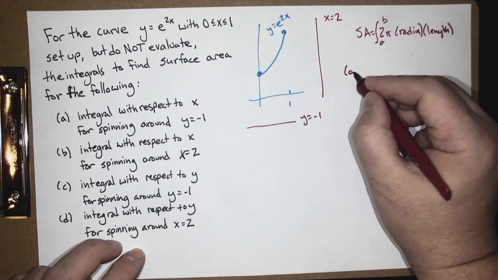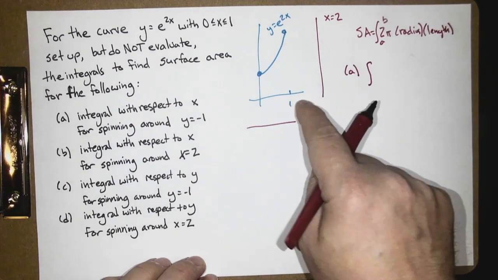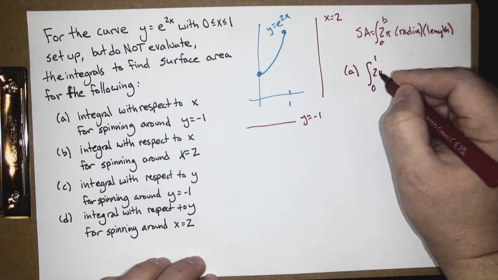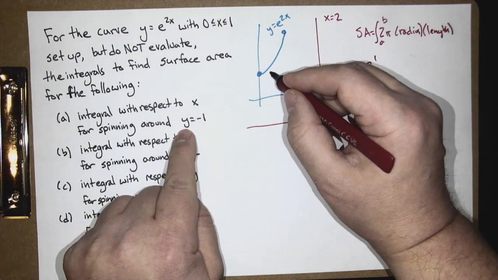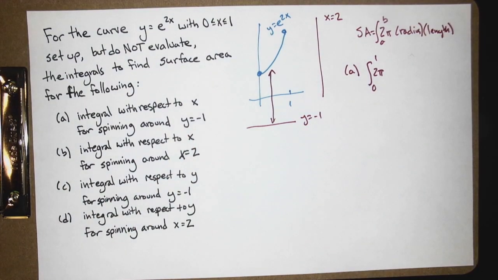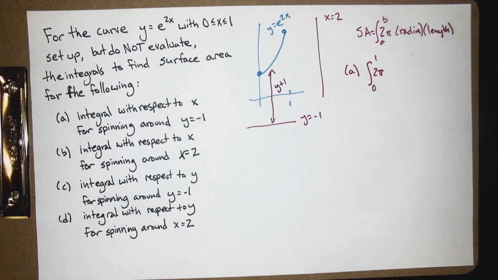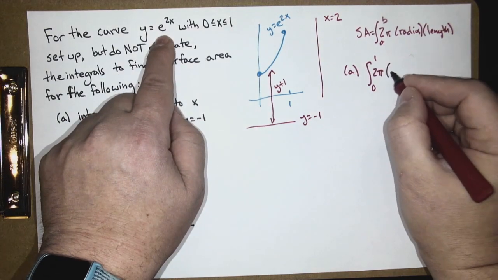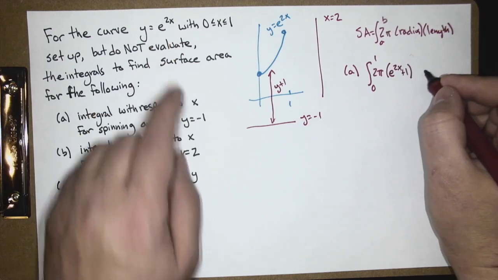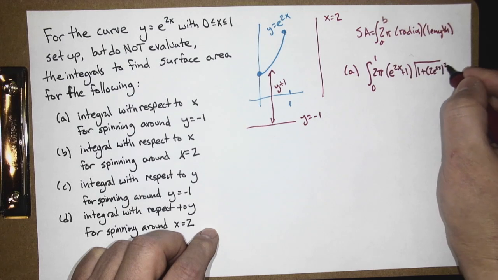Now, for part A, what are our bounds? 0 to 1. 2 pi. Now, we want to find this distance, y down to -1. What is that? Well, we can think of it as y plus 1. But if we're integrating with respect to x, what do we replace y by? By the curve. So it's e to the 2x plus 1. Then the length, square root of 1 plus the derivative, 2e to the 2x squared.